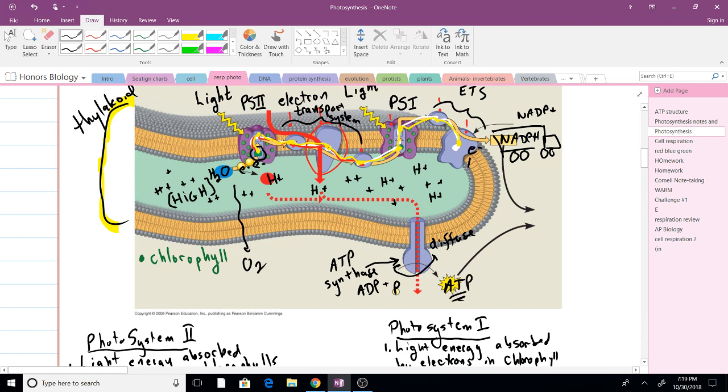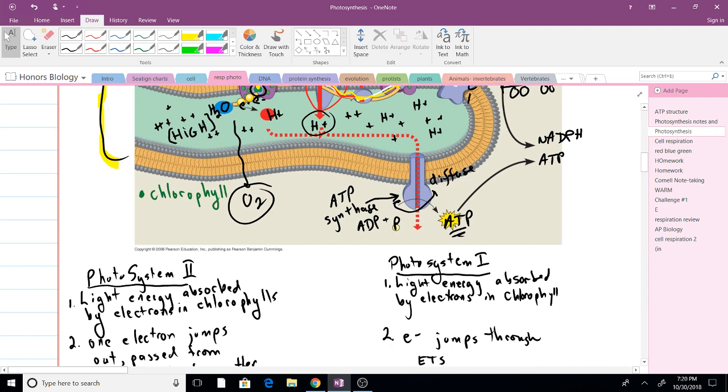And this is all happening because the light wavelengths are being absorbed by electrons and getting excited. And that light wavelength, getting that electron excited, is what really drives this proton gradient. So our two products are ATP and NADPH. Now we also produce oxygen as a byproduct of that water splitting, but that's a waste product.